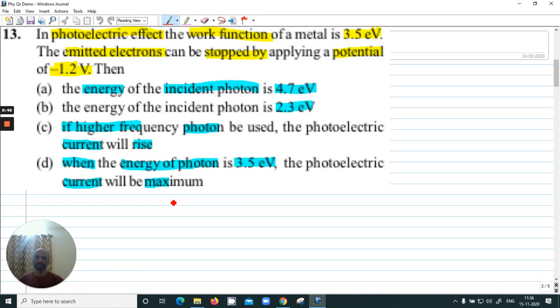So this is a question on photoelectric effect. The information that's been given in the question is the work function, which is denoted by the symbol phi naught, and it is 3.5 electron volts, and the stopping potential, symbol V naught, and the value is 1.2 volts. So you have to find the energy of the incident photon, h nu, and the frequency of the photon and the photocurrent, and the relation between them.